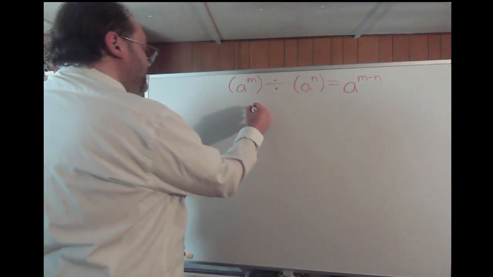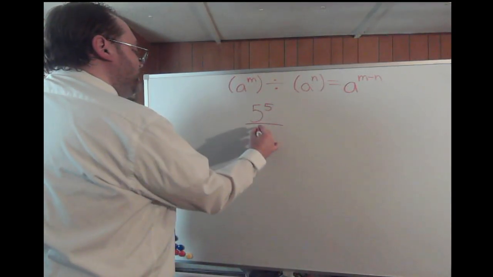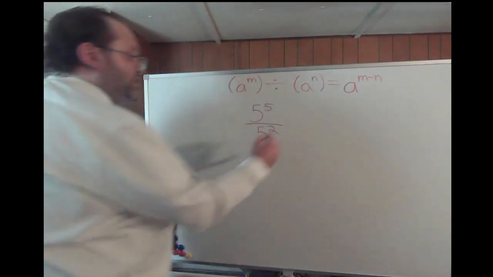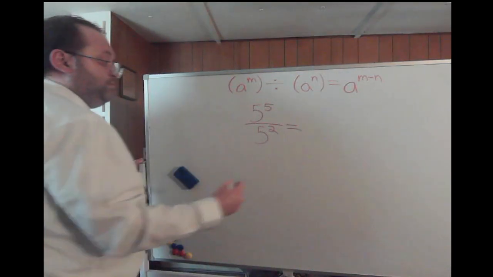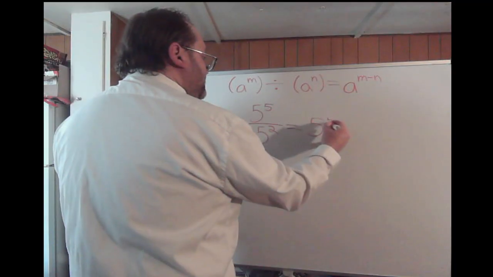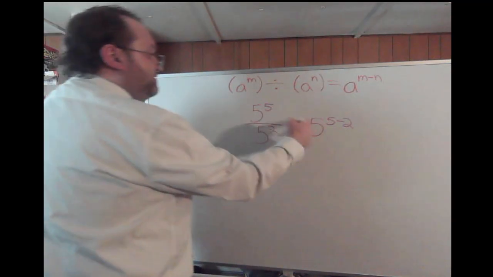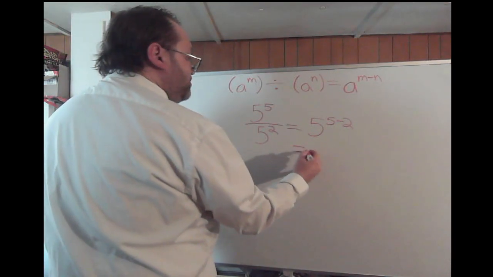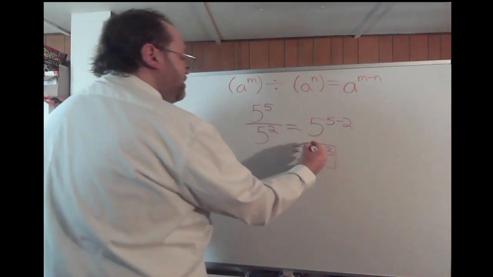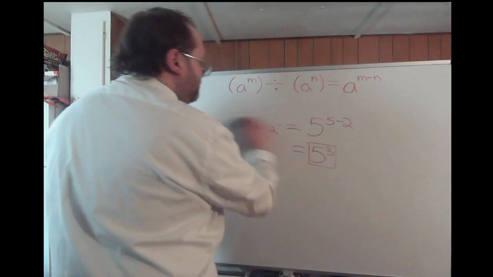So for example, we have 5 to the 5th power divided by 5 to the 2nd power. So we've got 5 to the 5th power divided by 5 to the 2nd power. Well, the base is the same. You're going to keep your base, but what you're going to do is subtract the power that's in the denominator from the power that's in the numerator. So you'll have 5 to the 5 minus 2, which we know 5 minus 2 is 3. So the answer you would get is 5 to the 3rd power when you do the division. You would get 5 to the 3rd power.